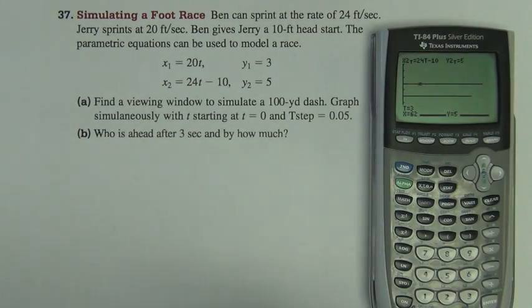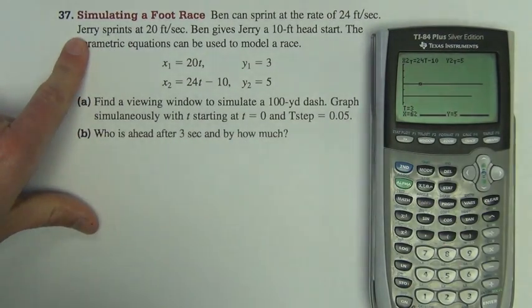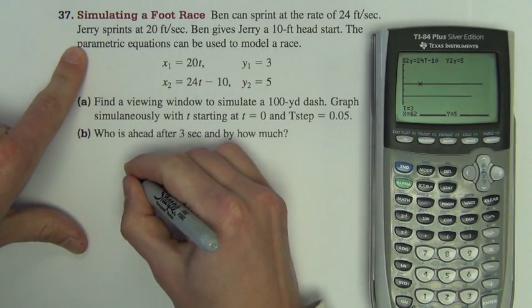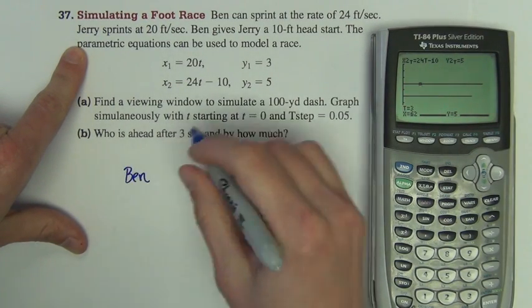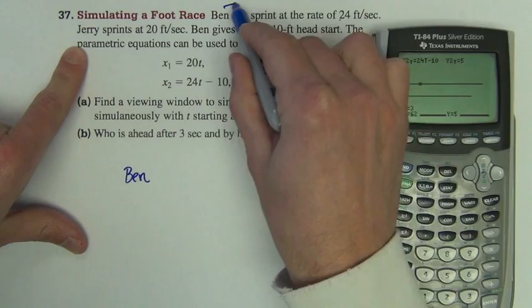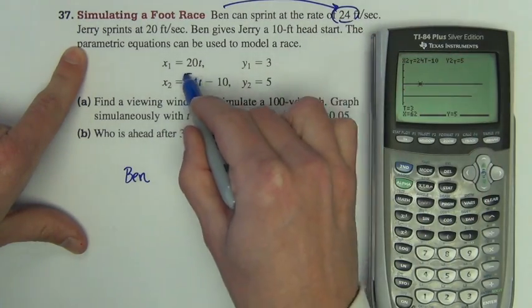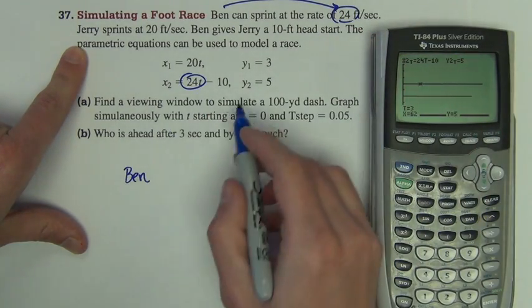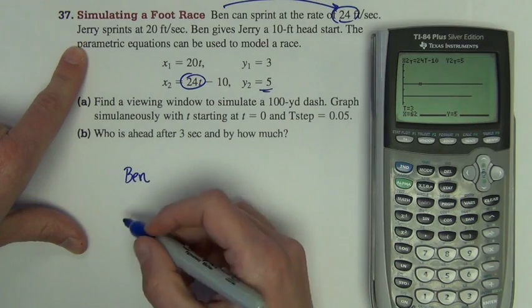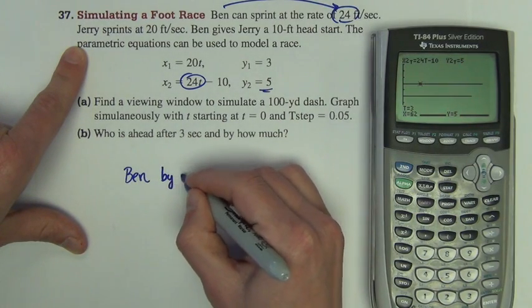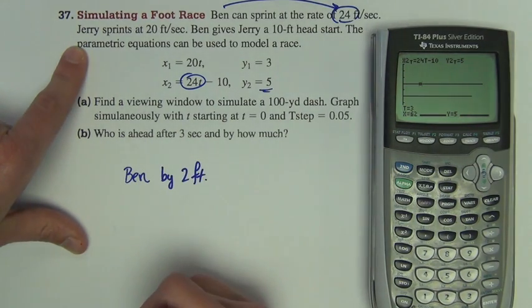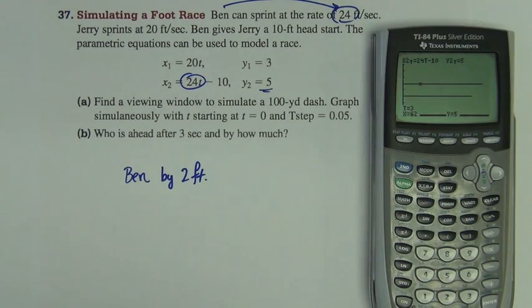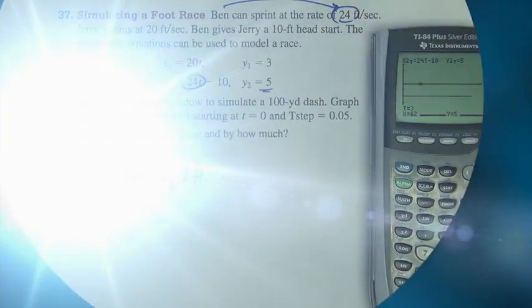Okay, so I would write, let's see, Ben was ahead. I know it's Ben. Ben was the one that was going at 24 feet per second, and he was also the one that was up in lane 5. So Ben was ahead by 2 feet. And of course by then he just cruised to the victory.